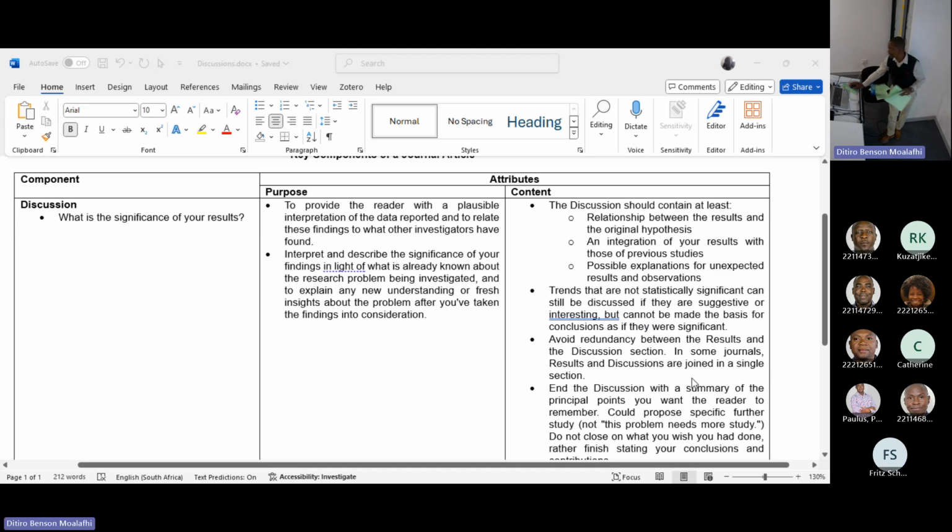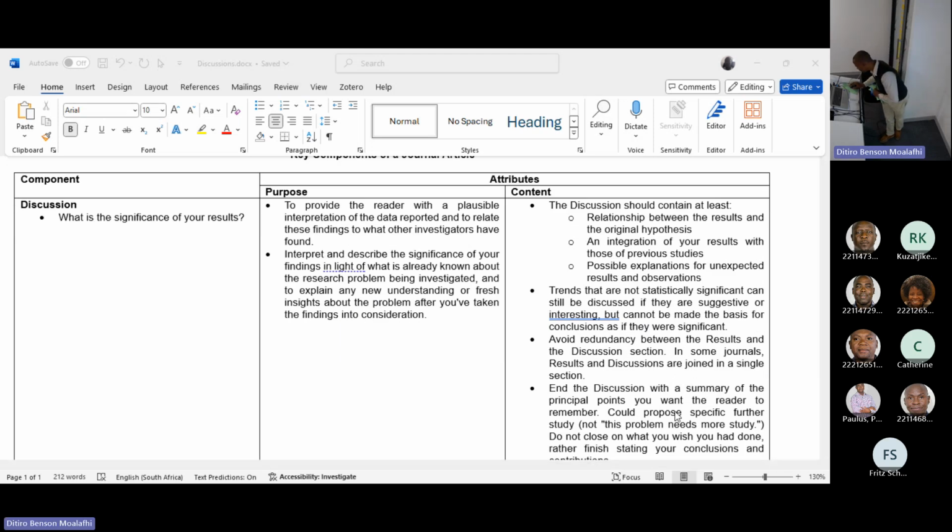Like it has been emphasized. Avoid conclusions like "this problem needs more study." It's very lazy, it's hollow. And you have to communicate like a learned person. People in the legal fraternity take themselves seriously. They refer to each other as a learned friend. So let's also try to find some means of taking ourselves seriously.